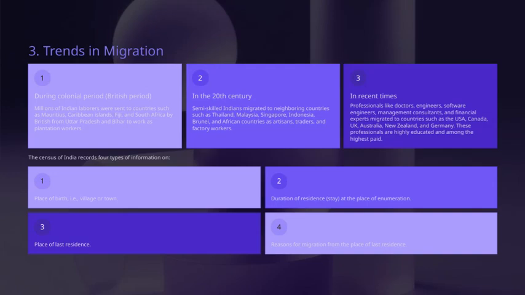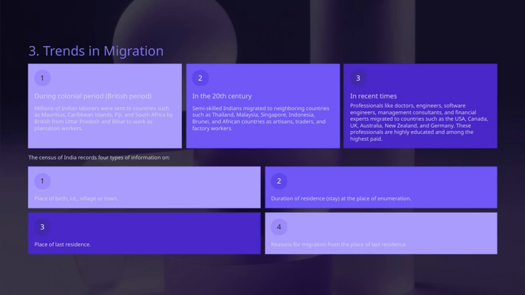Let's take a look at some of the key trends in migration. First, we see that professionals such as doctors, engineers, software engineers, management consultants, and financial experts have migrated to countries like the USA, Canada, UK, Australia, New Zealand, and Germany. These individuals are typically highly educated and among the highest paid, highlighting the movement of skilled talent across borders.